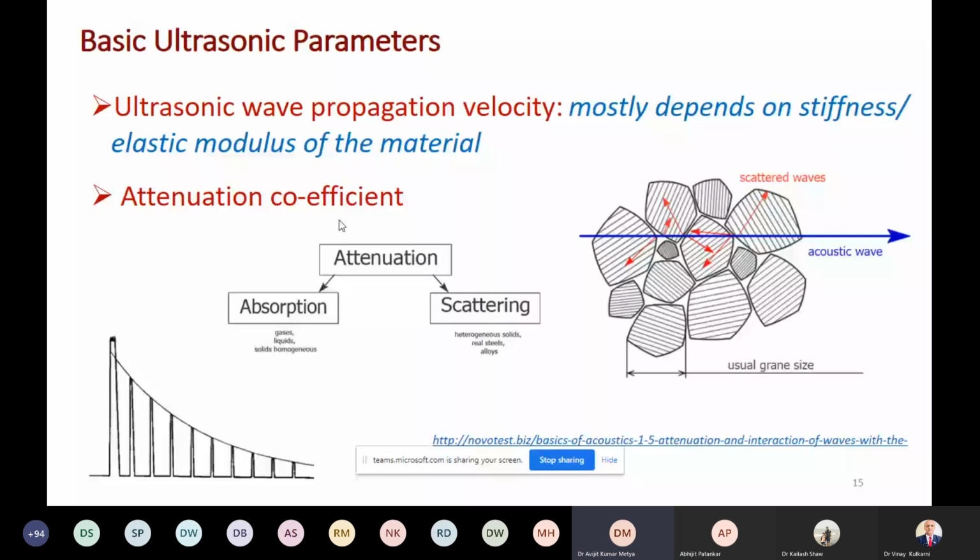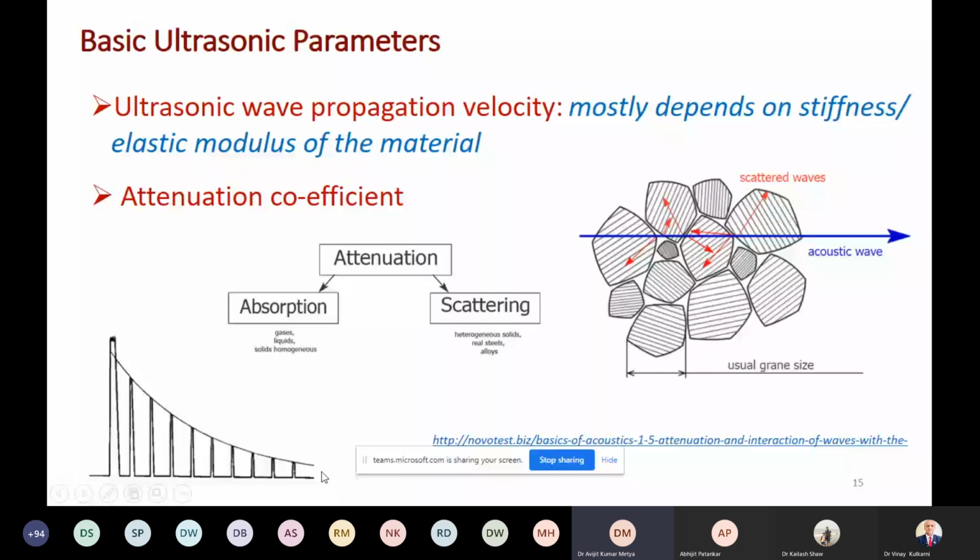Another thing is the attenuation coefficient. When the wave propagates through the material from the back surface or cracked surface, it will be reflected back, and there will be multiple reflections, because the wave goes up and down like this. On the left side, you can see how the peak and the amplitude are decreasing, and this decrease is basically exponential, and the constant of this decrease is the attenuation coefficient.